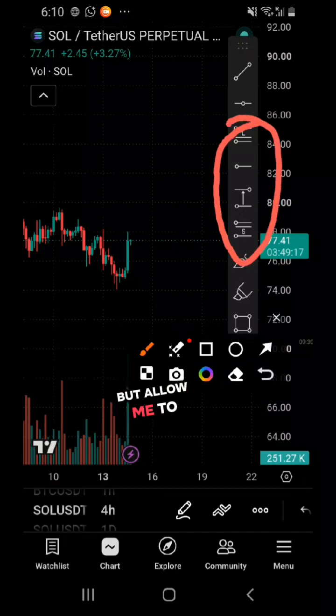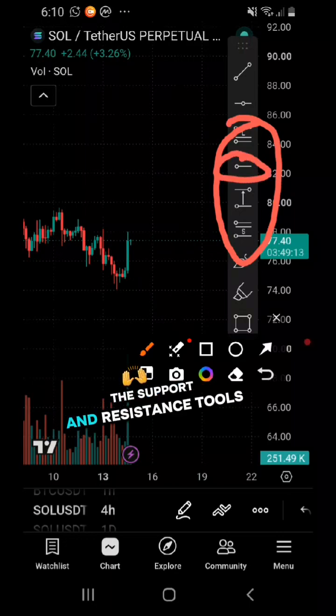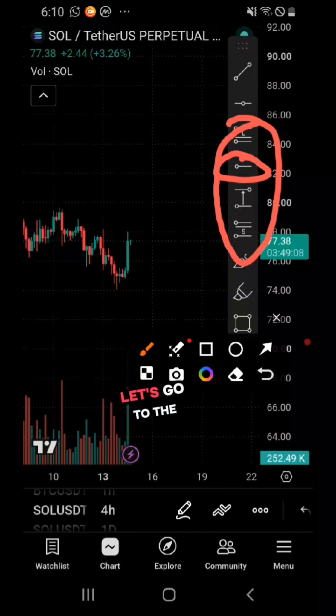But allow me to skip these measurement tools. Let's first finish with the support and resistance tools. Let's go to the horizontal line.